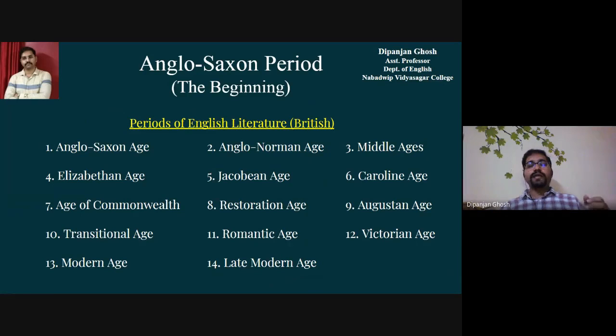So fundamentally, as far as the periods of English literature are concerned, these are the 14 segments that I will discuss in detail in the next lectures, or maybe the series of lectures.